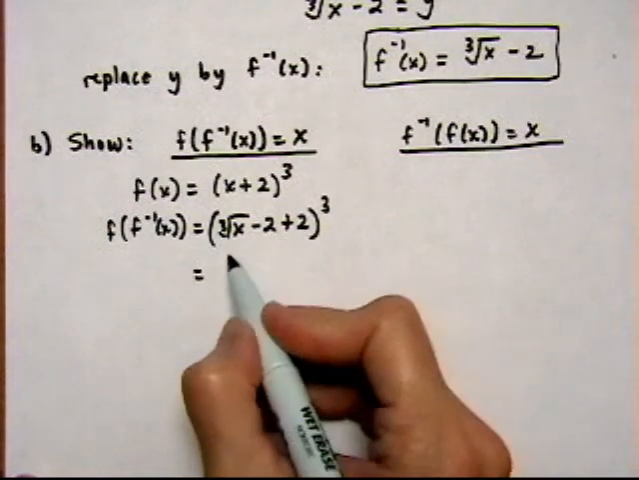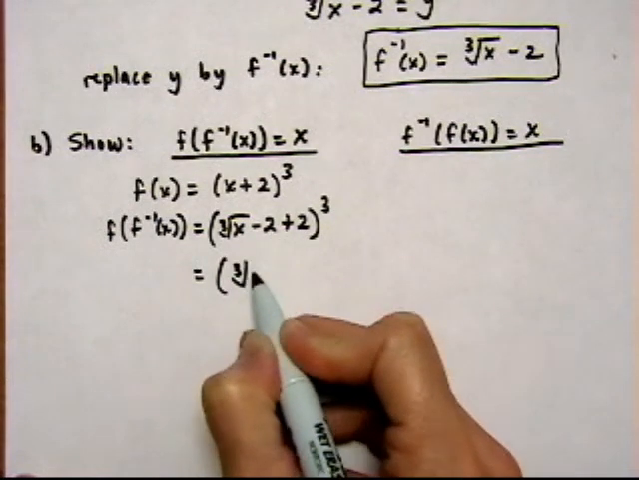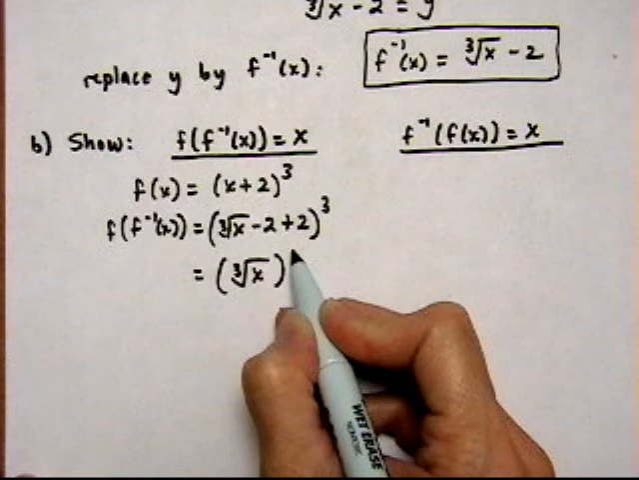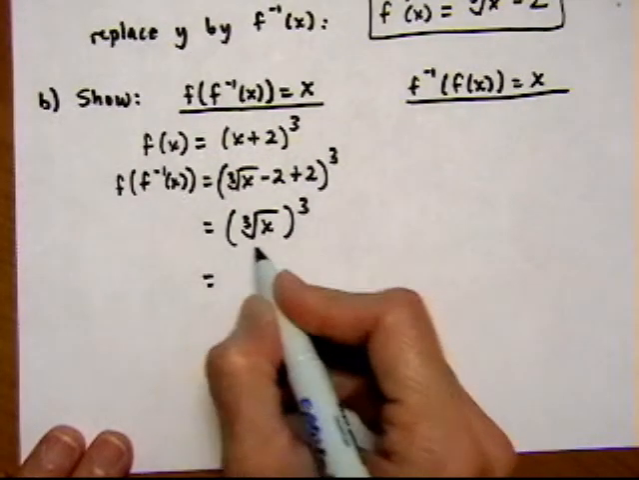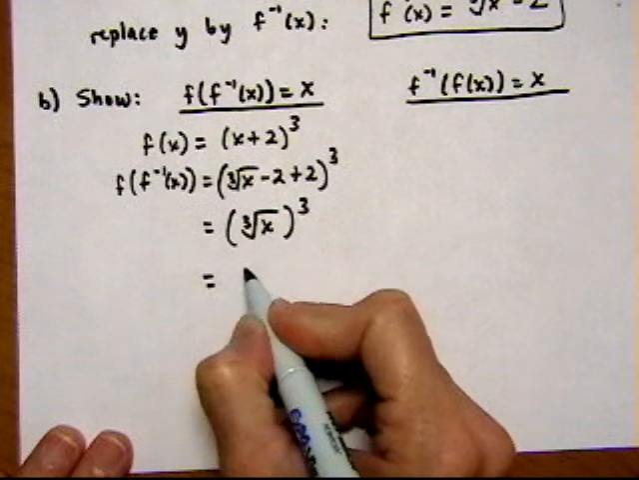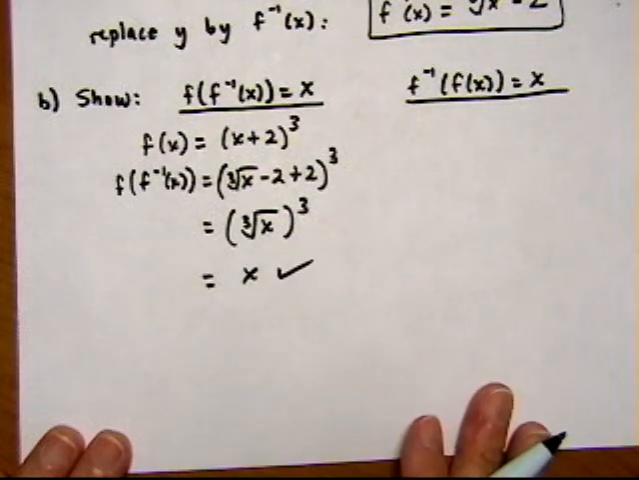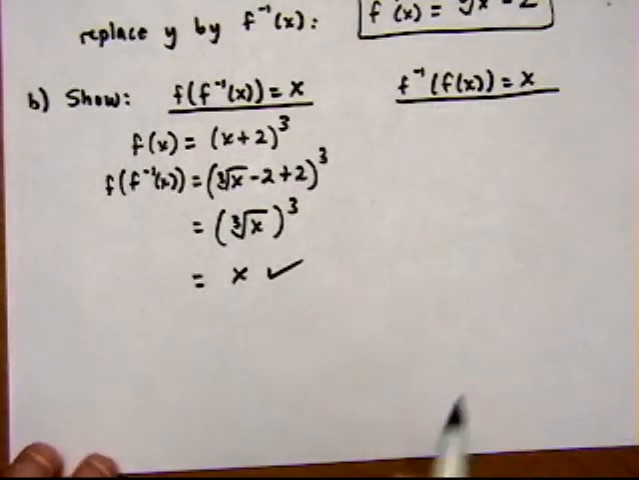We have minus 2 plus 2 are gone, so we're left with the cube root of x, and that's being cubed. And the cube root being cubed will give us just the insides out, which is x. So that one worked. And now we'll check out the other one.